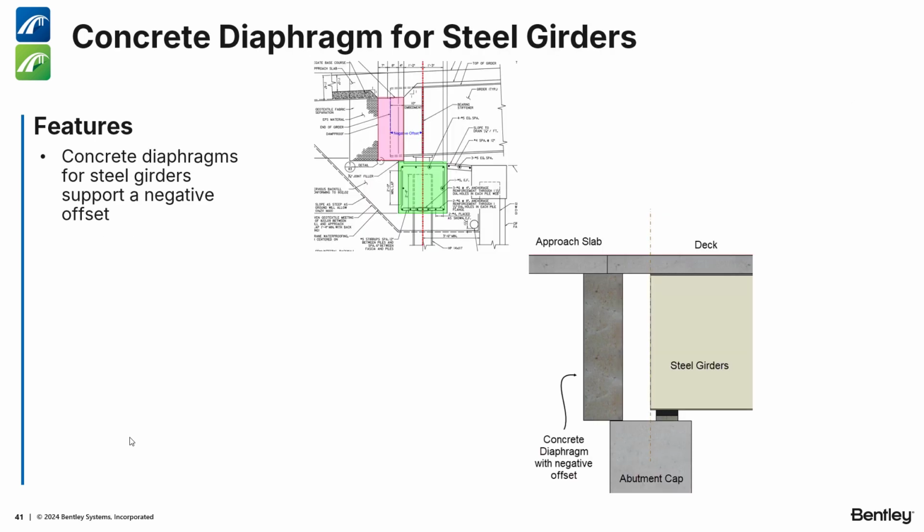A minor addition here: when you have a concrete diaphragm for steel girders, we now allow the option to have a negative offset.